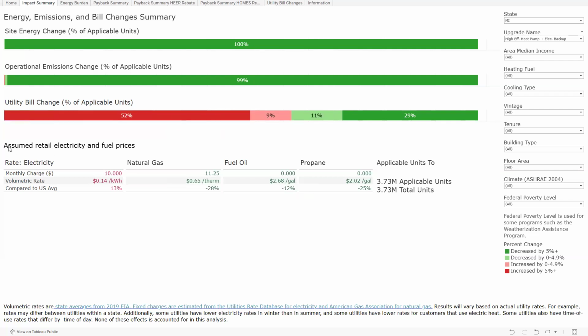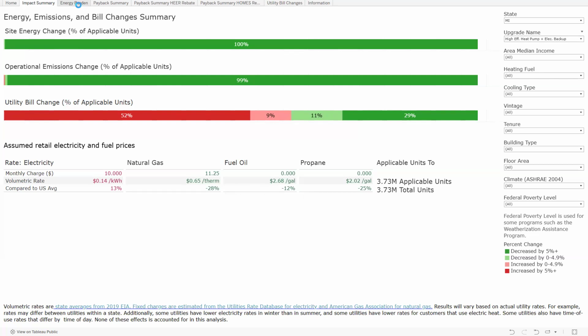If you look down here at the assumed retail electricity rate and fuel prices, that is because Michigan has a higher electricity rate compared to the US average. So homes are going to be using more electricity and less natural gas, where natural gas is cheaper in Michigan compared to the other states across the United States.